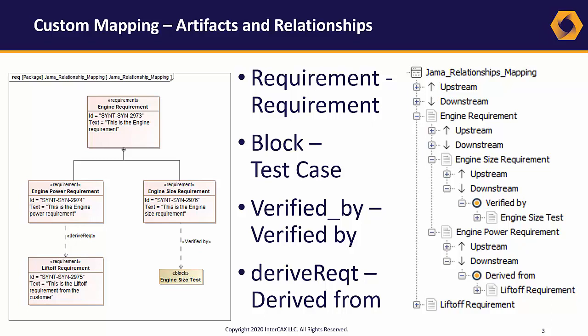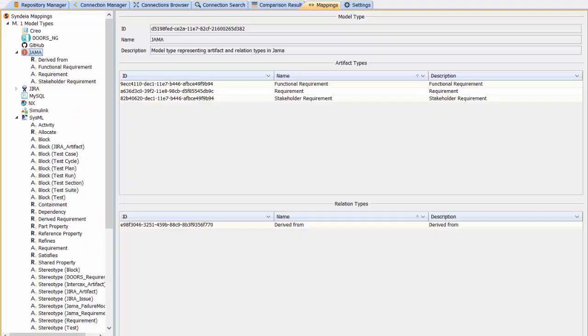We want this to map to Jama with a specific mapping: SysML requirement to Jama requirement, SysML block to Jama test case, SysML relations to Jama relations, and so on, resulting in the Jama hierarchy shown on the right. We want this mapping to transform the entire example in one pass and to work bidirectionally. We build this mapping in two stages.